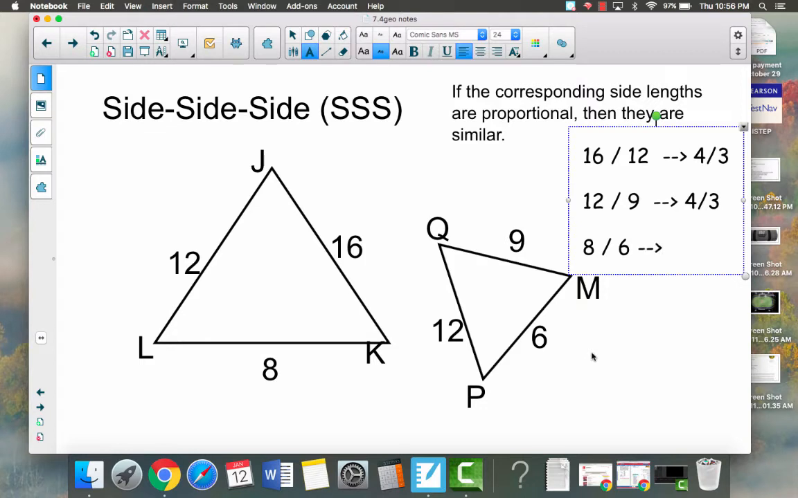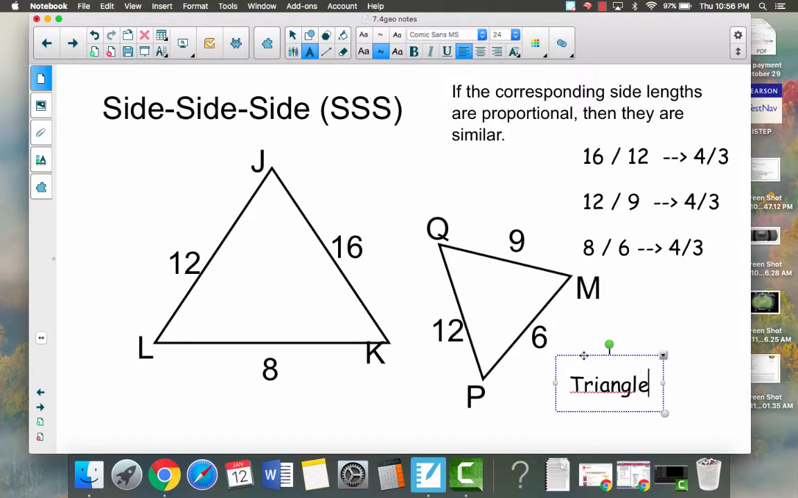So if we reduce that, both can be reduced by 2, so we get 4/3 as well. So notice that every single ratio for each side, they're all 4/3, which means that this is a similar set of triangles.